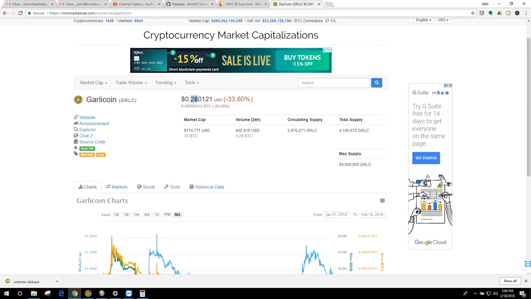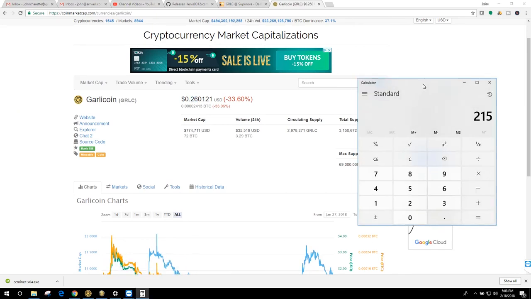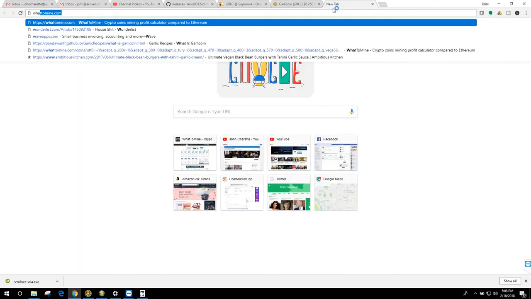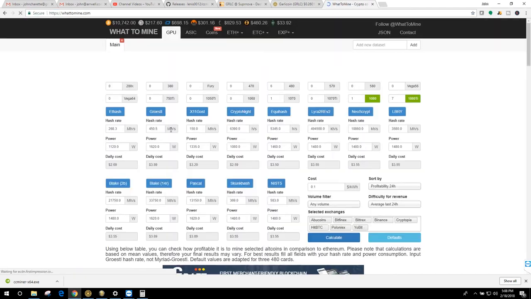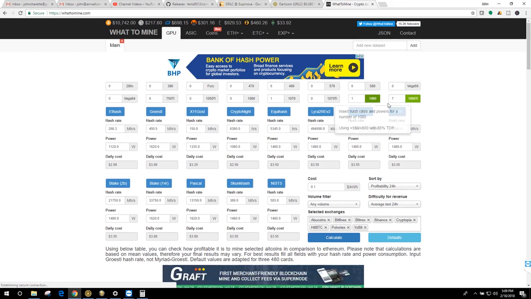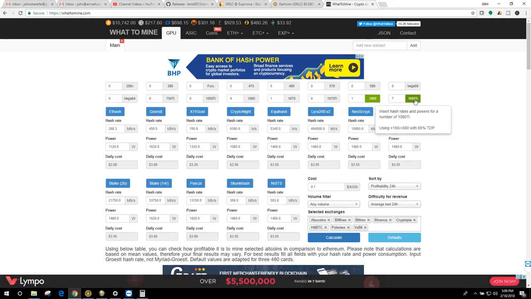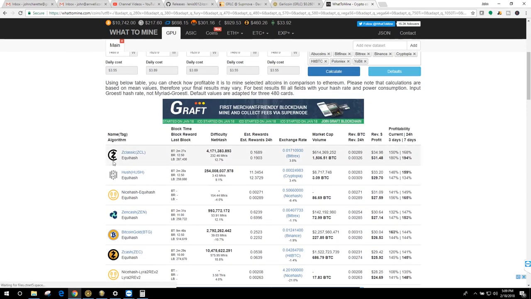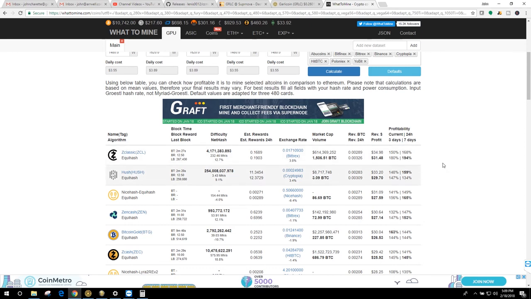So yeah. Let's do some quick math. Even at 215 coins a day, multiply that by 0.26 is $55.90 US a day. So let's head over to whattomine.com. Garlicoin is not on here yet. So if I put my two cards in, 1080 and 1080 Ti, and I hit calculate, the best thing right now is Zclassic, which I was mining, and I'm looking at $35.